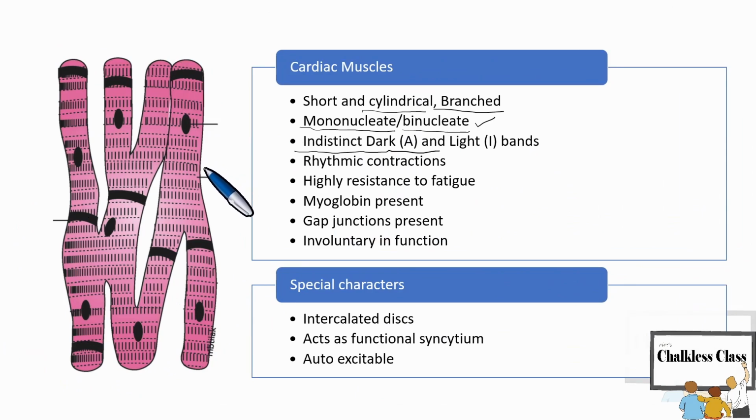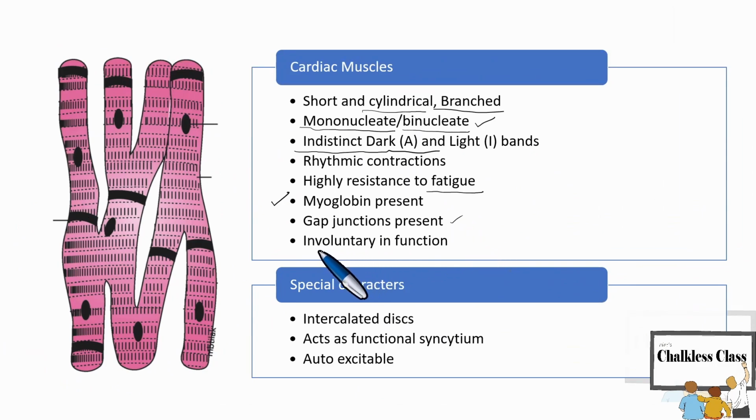Their contractions are rhythmic. So cardiac muscles are also called rhythmic muscles. And because of rhythmic contractions, these do not undergo fatigue. This is the similarity between the cardiac muscle and smooth muscle. Like skeletal muscle, these also have myoglobin. But in this one, myoglobin is more, and gap junctions are present. This character we found in the smooth muscle also.